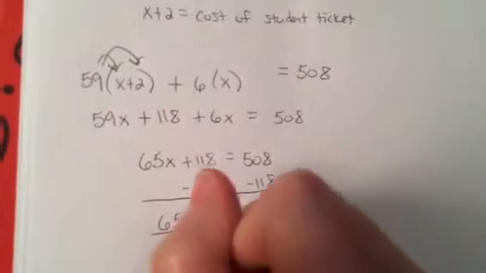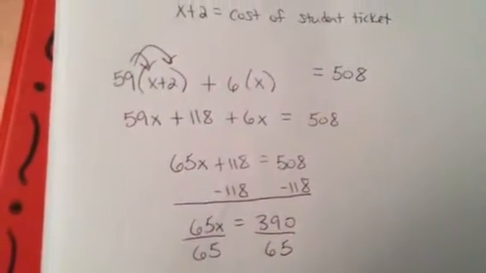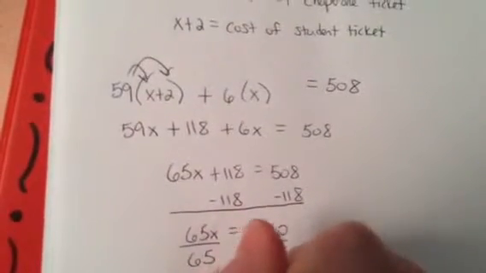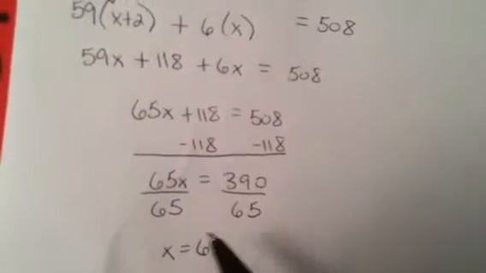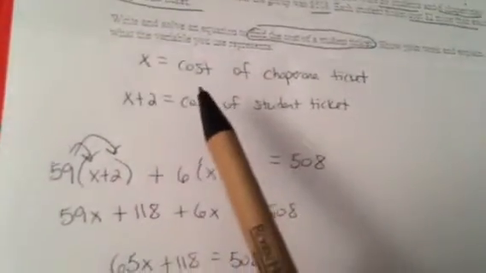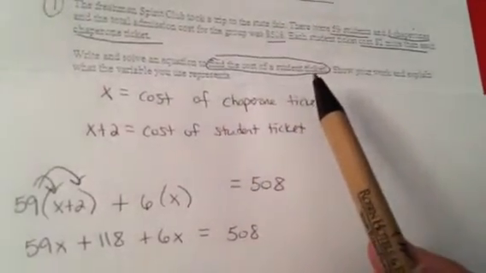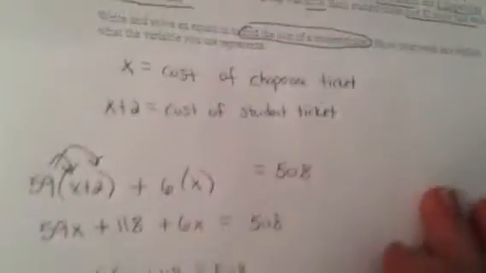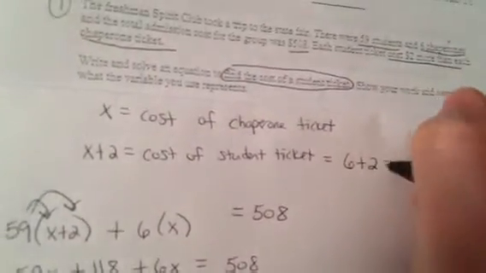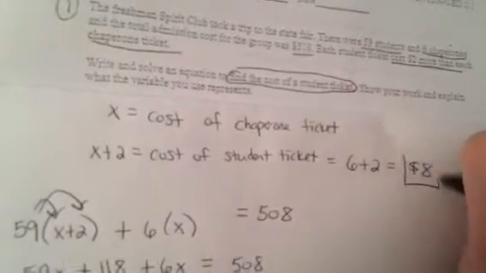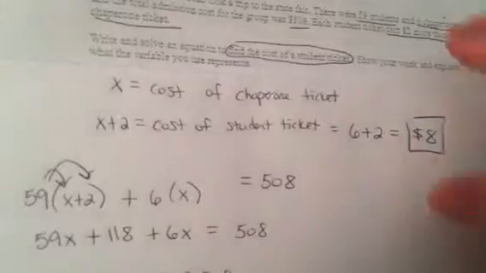Finally, we need to divide both sides by 65. And x equals 6. Again, don't just circle this and move on. Let's remember what we set x equal to. That's the cost of a chaperone ticket, but our question asked to find the cost of a student ticket. So the cost of a student ticket is going to be $6 plus 2, which is $8. And that is number 1.